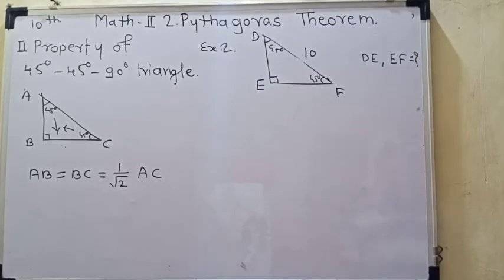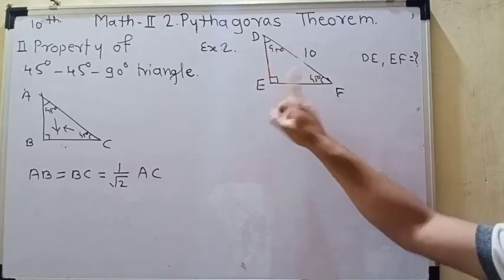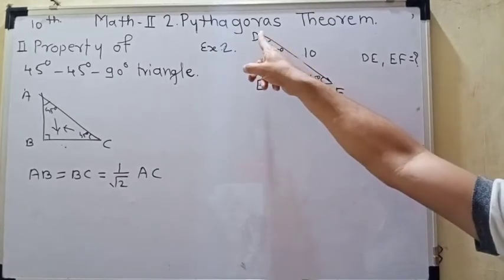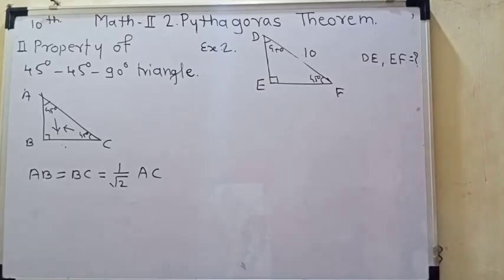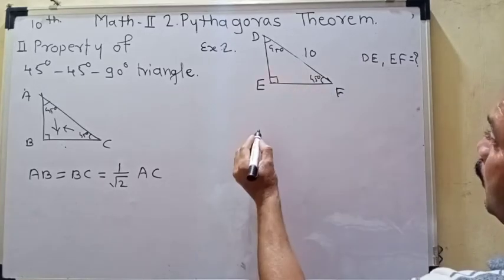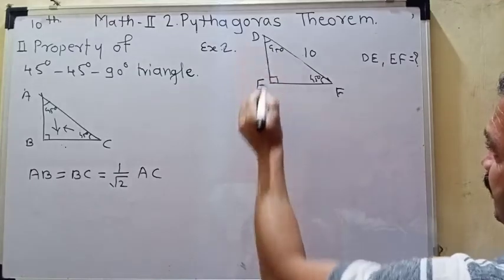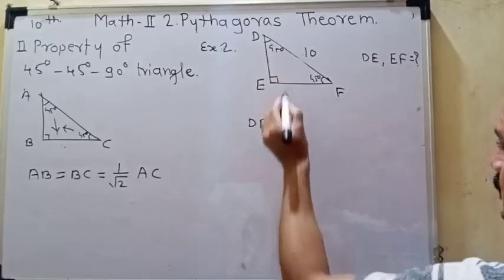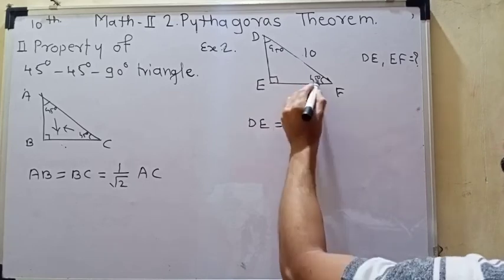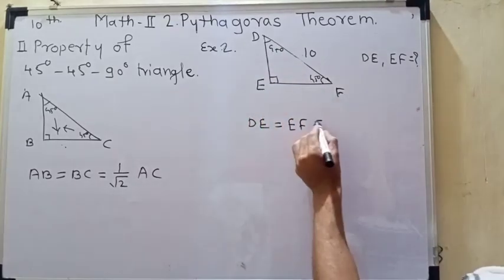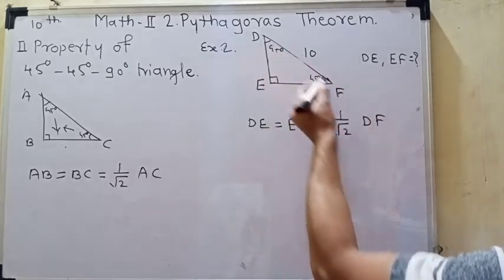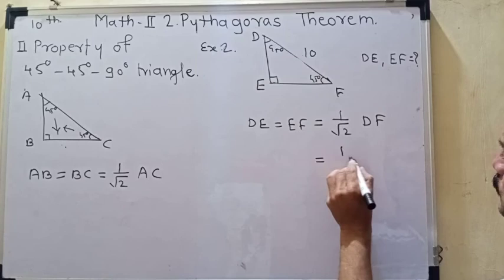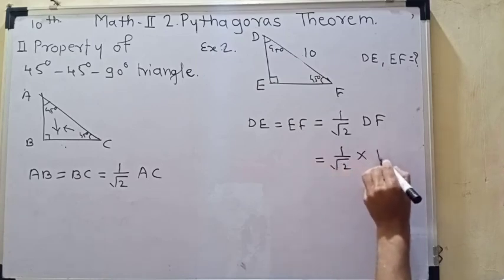Now let us see the second example here. This is a 45, 45, 90 degree triangle DEF. We are given that DF is equal to 10 and we have to find DE and EF. Now by the property of the 45, 45, 90 degree triangle, which is the opposite side of 45 degree? DE, and the second side is EF. DE and EF are opposite sides, and each is 1 upon root 2 times the hypotenuse DF. DF is the hypotenuse. Now let us put in the values, 1 upon root 2 into 10.